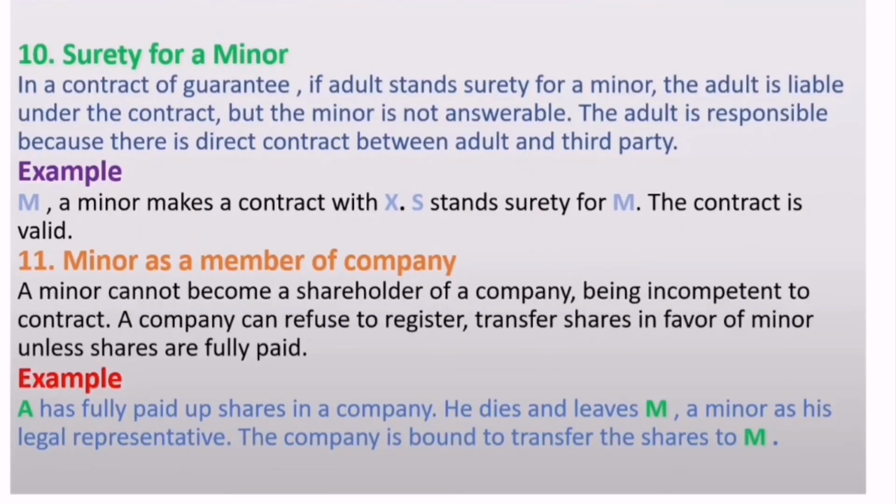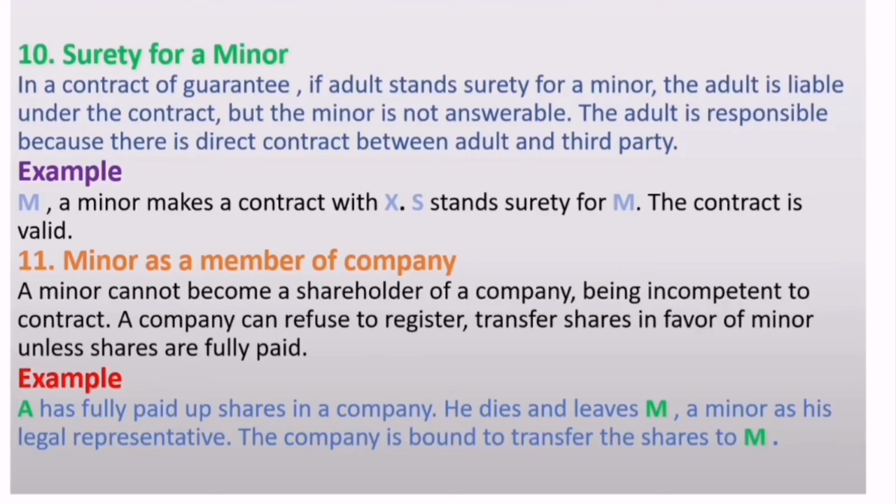The next one is surety for a minor. In a contract of guarantee, if an adult stands surety for a minor, the adult is liable under the contract, but the minor is not answerable. The adult is responsible because there is a direct contract between the adult and the third party. Here is an example. M, a minor, makes a contract with X. S stands surety for M. The contract is valid.